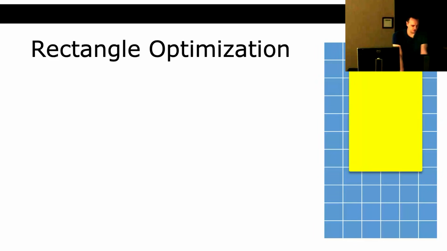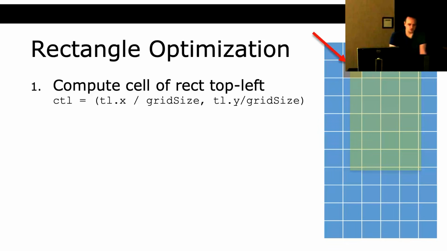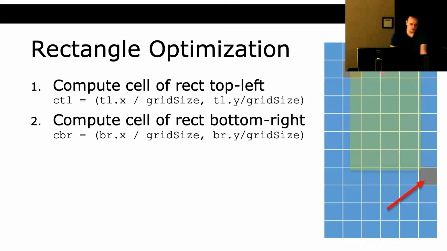So let's look at that shortcut. Oops, I went backwards instead of forwards. So first, we're going to take the top left corner of this rectangle. If we take the top left corner of this rectangle, we can very easily compute which grid cell it overlaps with, right? Because we already showed how to find that grid cell location. Then we find the bottom right grid cell of this rectangle.